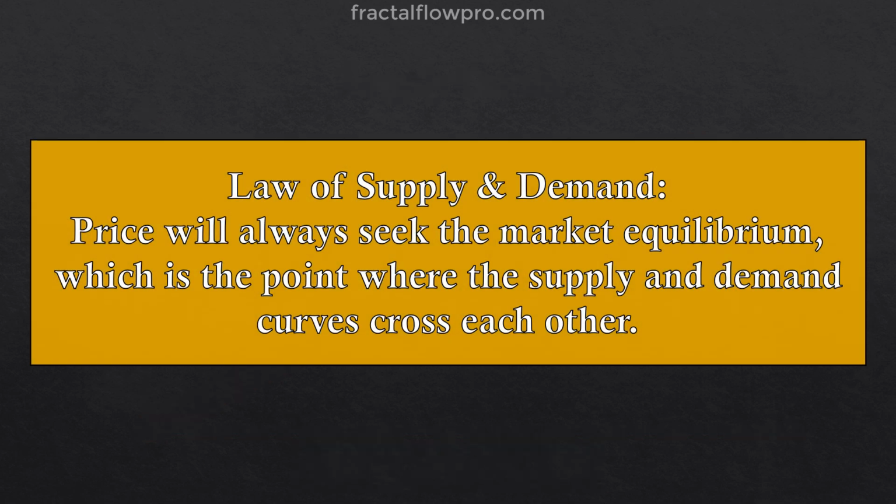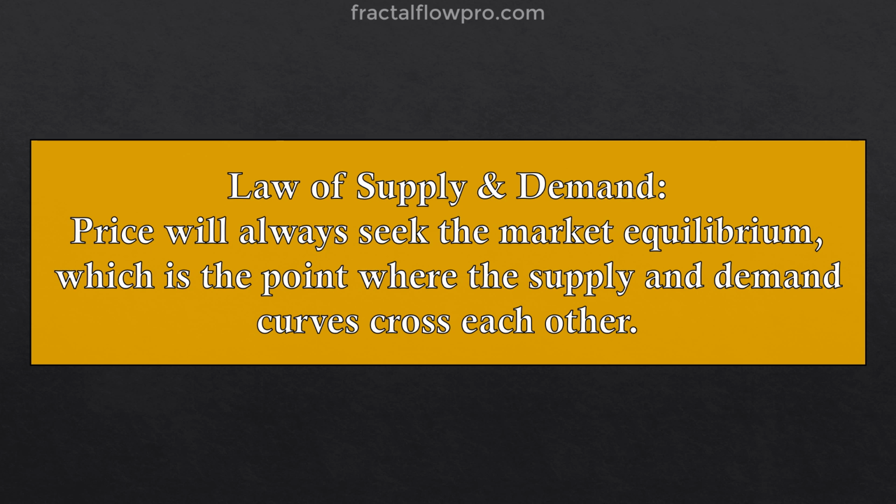The law of supply and demand states that price will always seek the market equilibrium, which is the point where the supply and demand curves cross each other. In other words, when the quantity that all buyers want to buy is equal to the quantity that all sellers want to sell, the price of this market will be at equilibrium, meaning that it doesn't change because there is no motivation to do so.